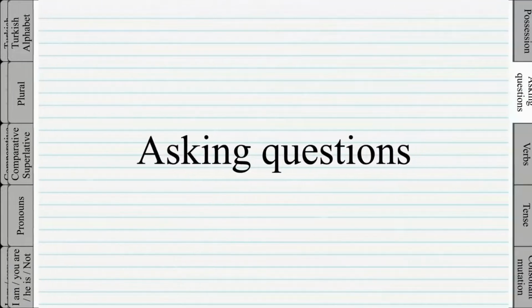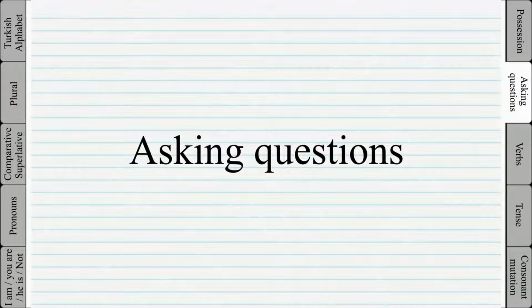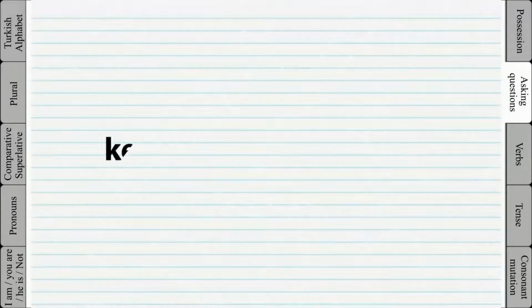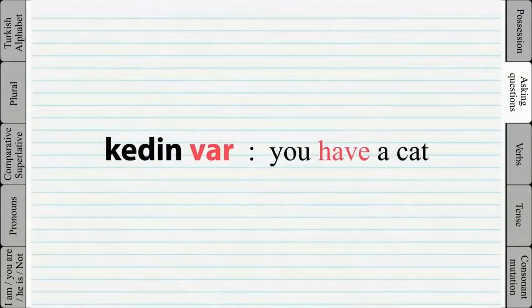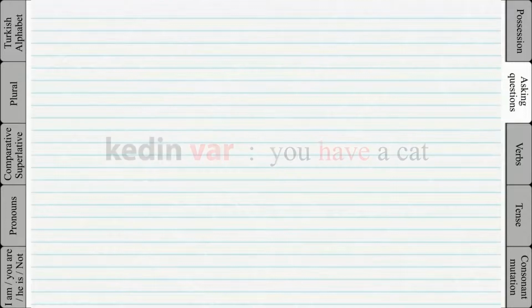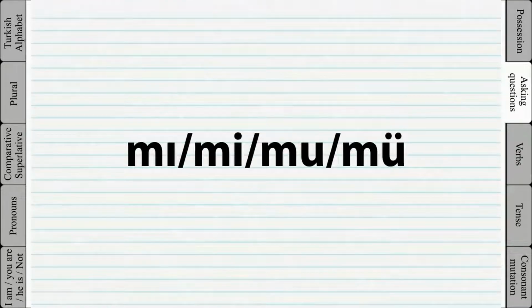Asking questions. Earlier, we learned how to say you have or you don't have something by adding var, yok after suffixes. Example, you have a cat. Now to make it a question sentence, we add one of these 4 words. Which one to use again depends on the last vowel of the word.